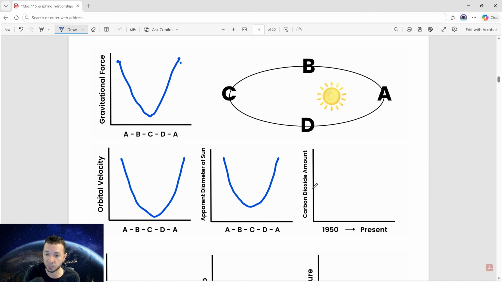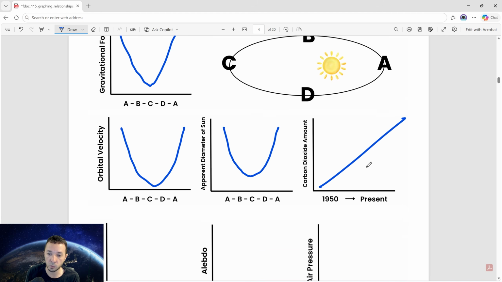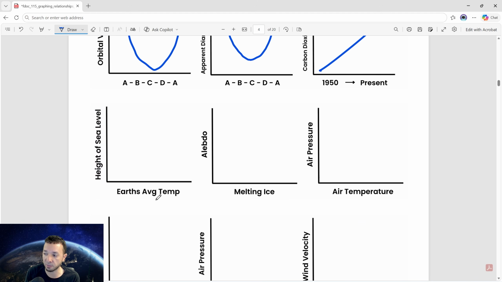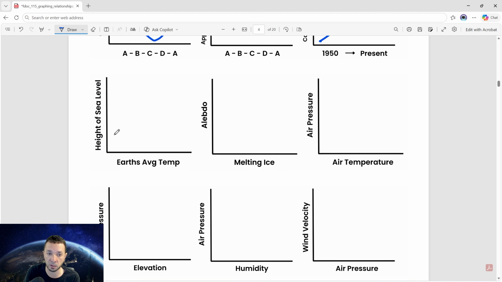1950 to present, what happened to the amount of carbon dioxide? It went up. Global warming, right? Earth's average temperature versus height of sea level. Earth's average temperature increases, we get the sea level rise. Melting ice to albedo. Albedo is reflectivity. Melting more ice, less reflectivity.